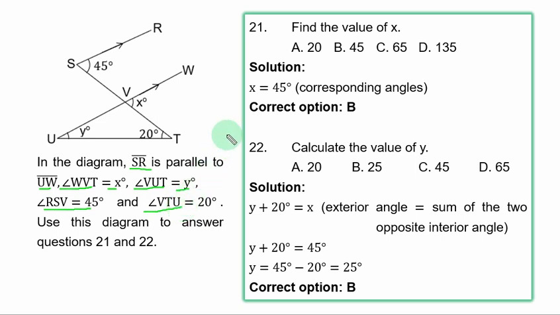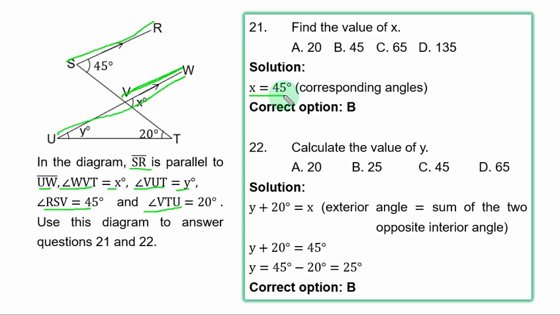Question 21. Find the value of S. The question says SR is parallel to VW. That is from here. The two lines are parallel. So 45 and S, they are equal corresponding angles. So S is equal to 45 degrees. Option B is the correct option.